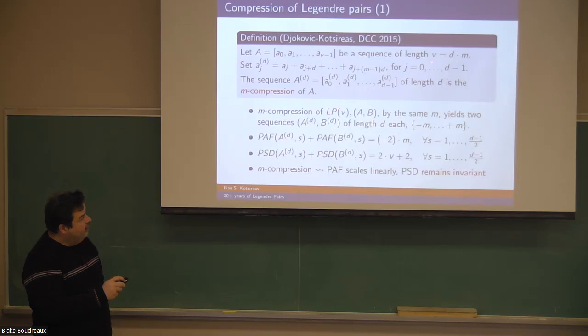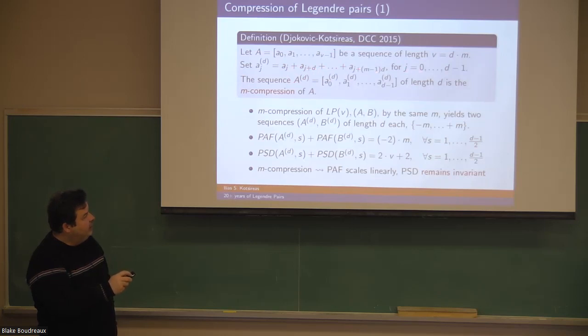So we take the order v of a sequence, any sequence, it doesn't have to be a Legendre pair, for any sequence of order v where v is d times m, and this is a non-trivial factorization. We define these sequences of subsums. So these subsums A_j^(d), where we take elements from the original sequence which are situated d apart. So A_j plus d, etc., up to this one here.